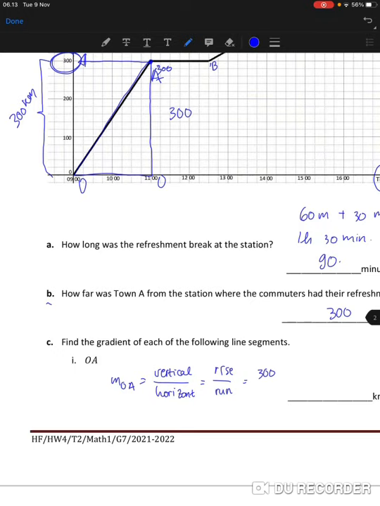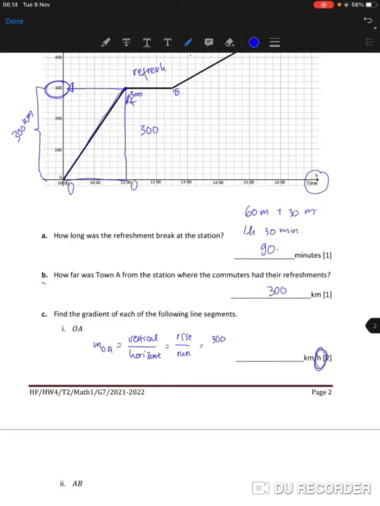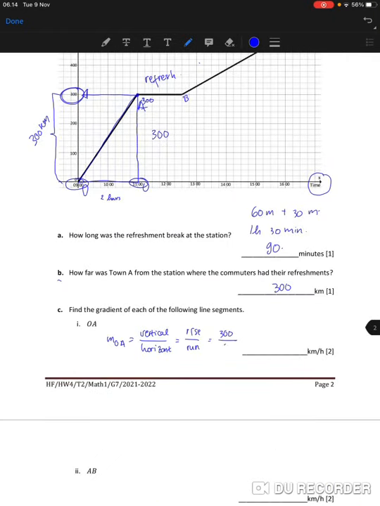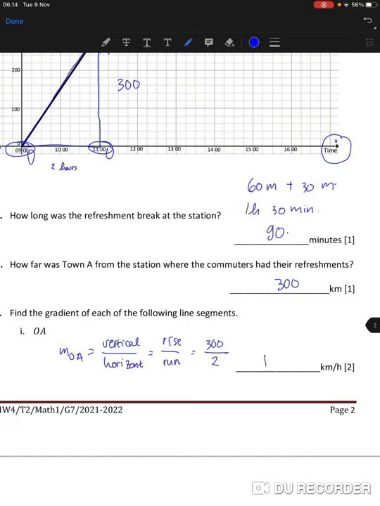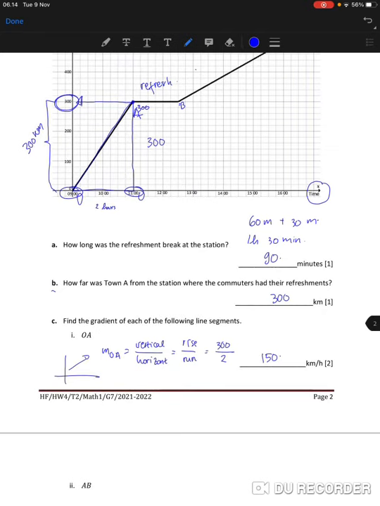And then the unit here, remember the unit is in hours, right? Even though you will have 45 minutes or maybe 30 minutes, it means you have to convert it to hours. Now we have 9 to 11, so you will have 2 hours on it, right? So 300 over 2, you will have 150, and the gradient is going to be positive because your line is increasing. Your line is increasing, so the gradient is going to be positive.